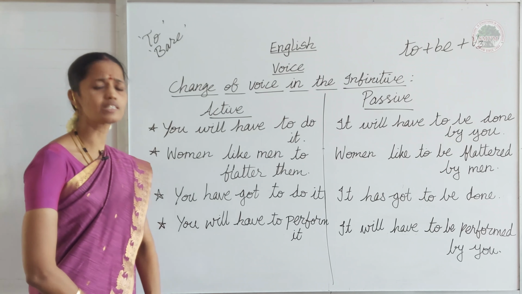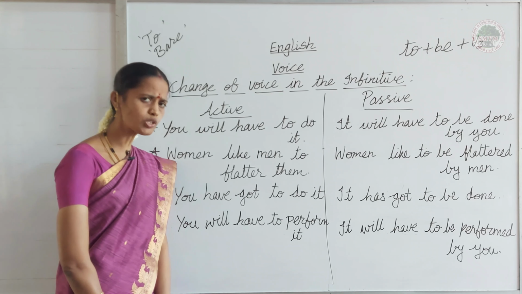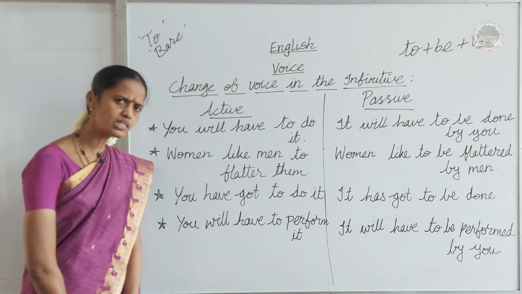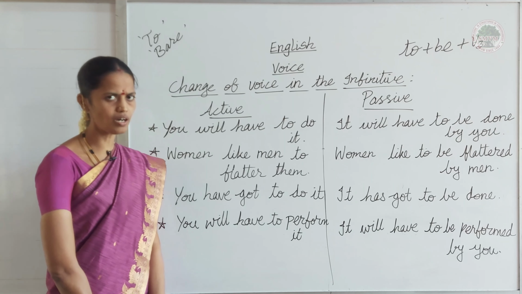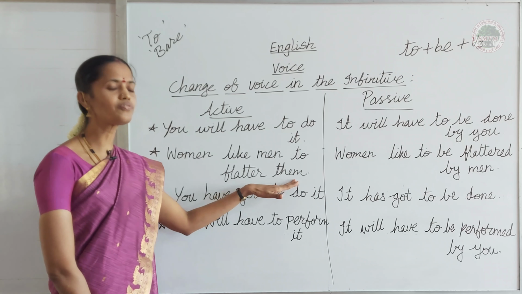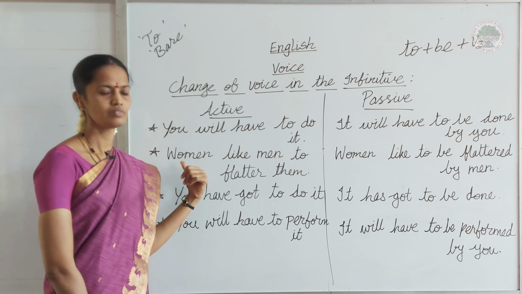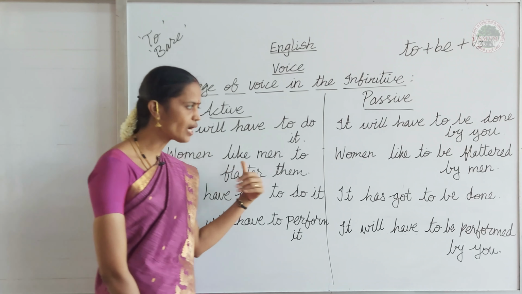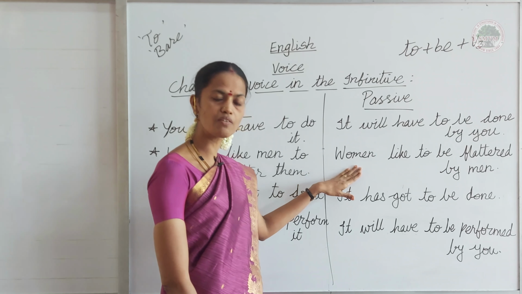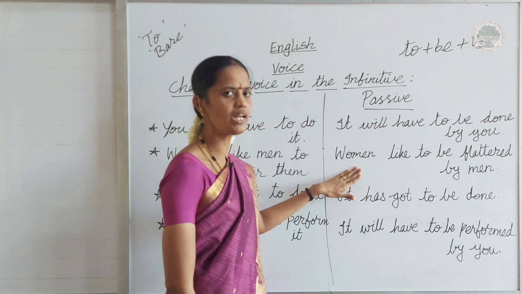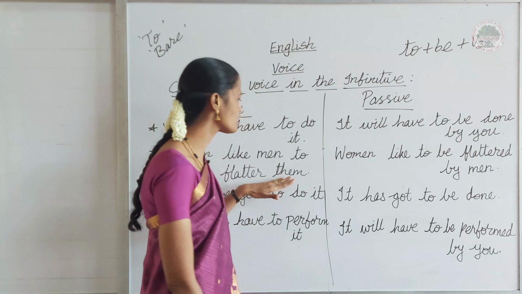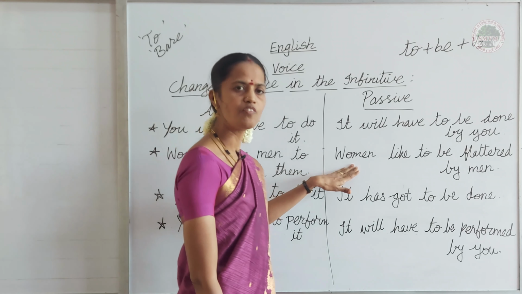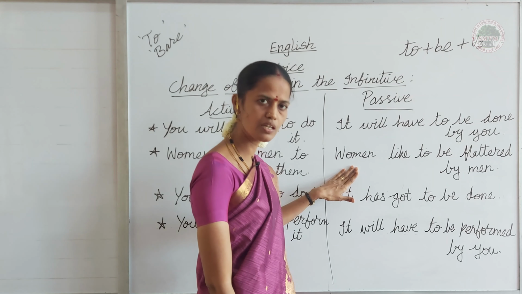Here, if we take this example, what about the object? The object is "them," isn't it? What about that "them"? Whom does it refer to? This "them" refers to the women. That's why in passive voice we have taken that "women" as it is. That means here the object is mentioning the women. That's why we mention "women" directly here.